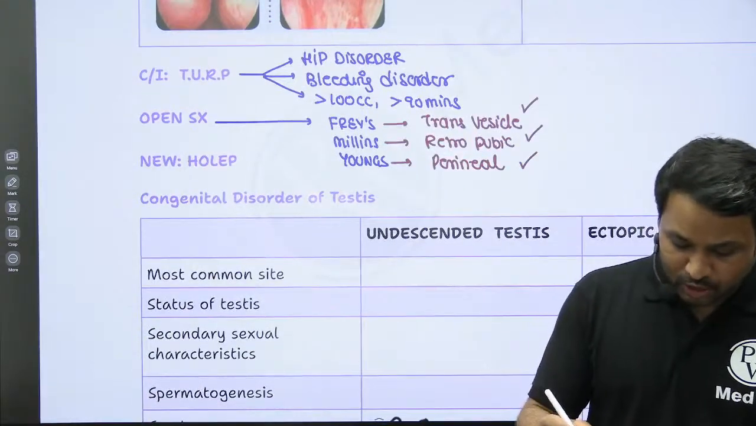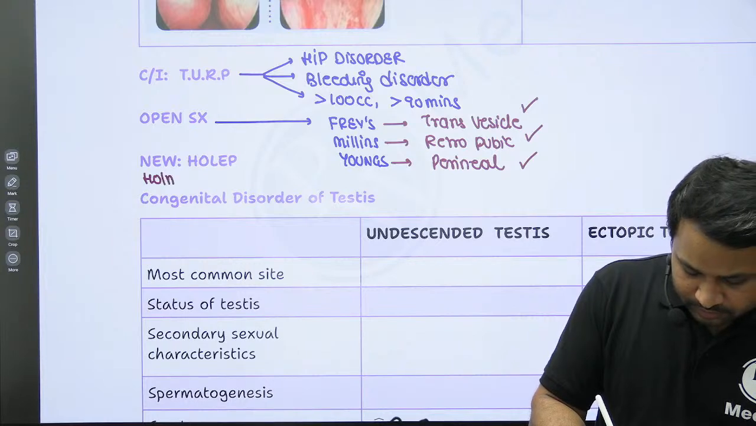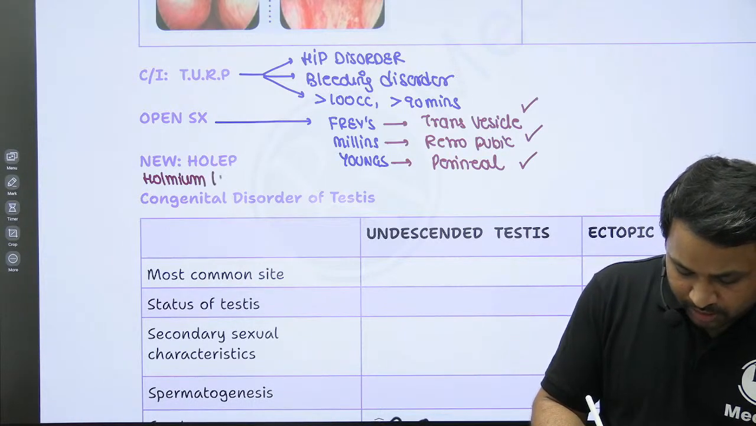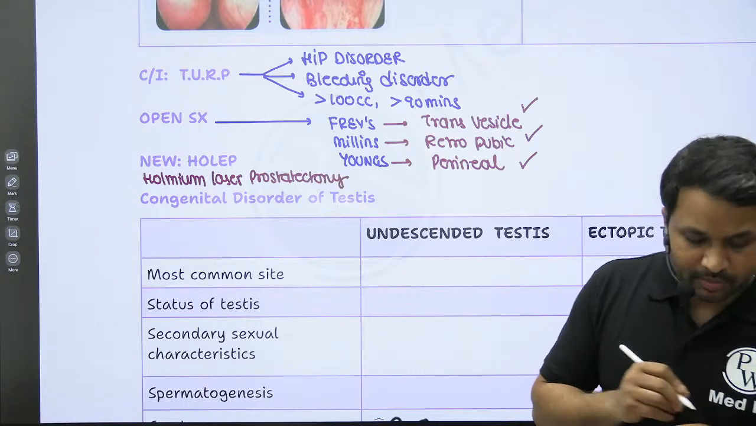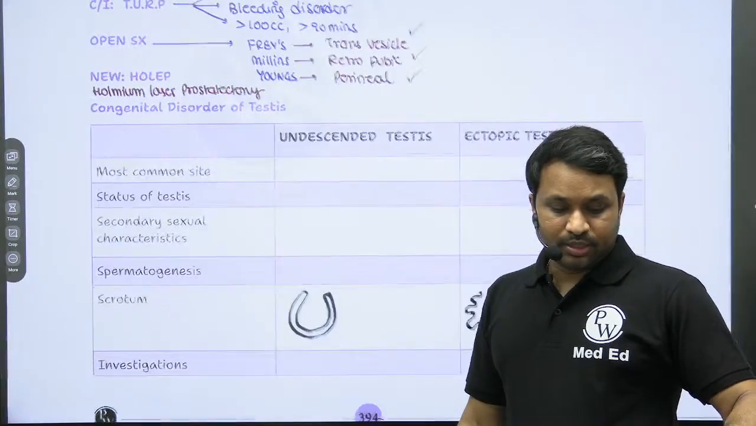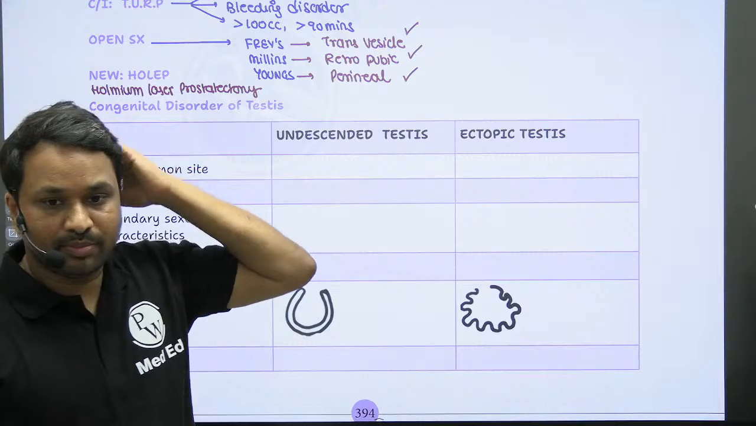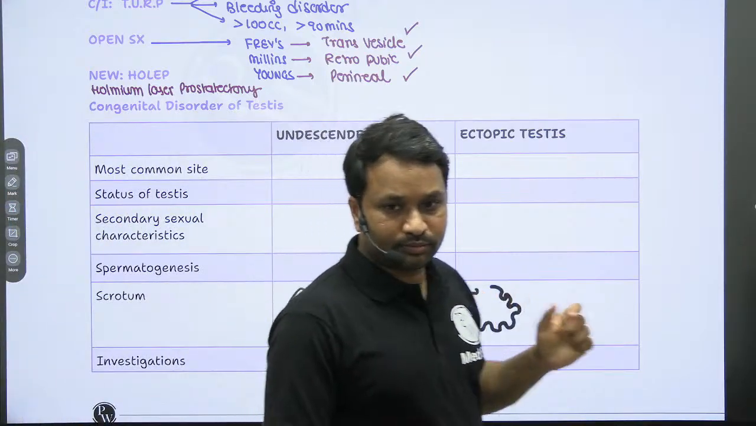The latest one that you have is HoLEP, that is holmium laser enucleation of the prostate. This is your holmium laser prostatectomy. Clear? Right? So this is with respect to benign prostatic hyperplasia. Okay? Clear?